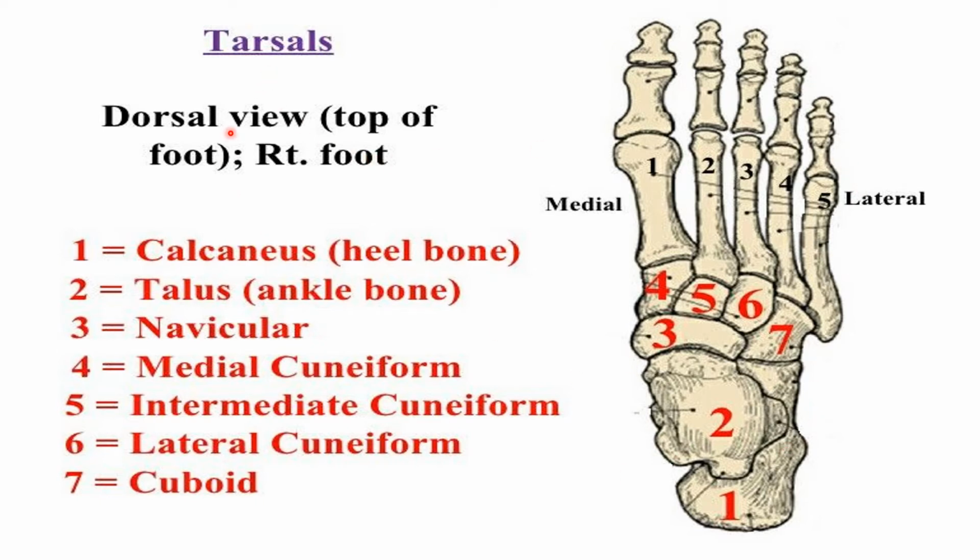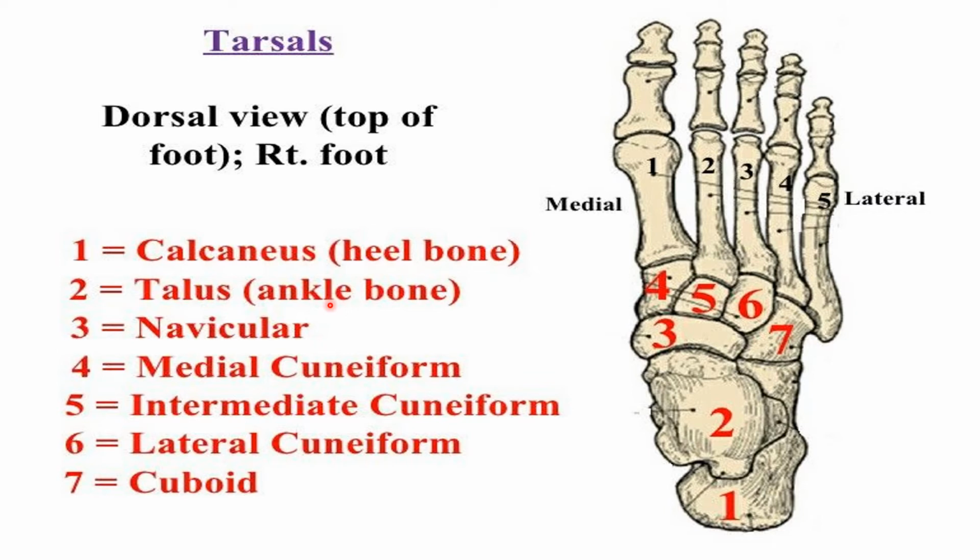Okay. The dorsal view, the top of the foot. This is in case of the right foot. So the posterior half of the dorsum of the foot is made up of 7 tarsal bones. The largest tarsal bone is the calcaneus. As you can see here, this is the largest tarsal bone. It is the bone which forms the heel. Okay.